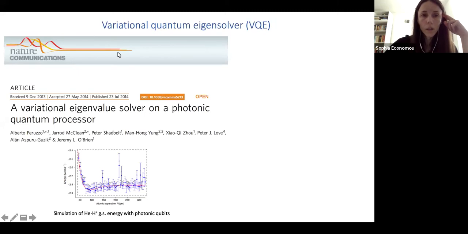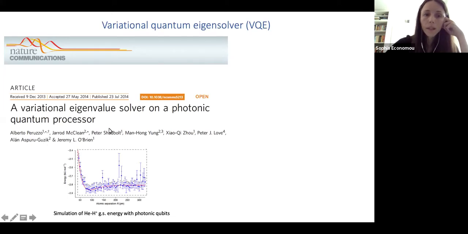And a famous way people have proposed doing this and have done it for proof of principle examples is the variational quantum eigensolver. The first paper introducing the idea of VQE and also demonstrating it on photonic hardware actually was a collaboration between the experimental group of Jeremy O'Brien and the theoretical group of Alán Aspuru-Guzik.